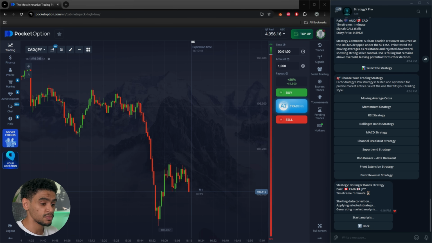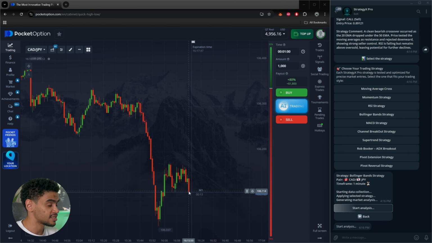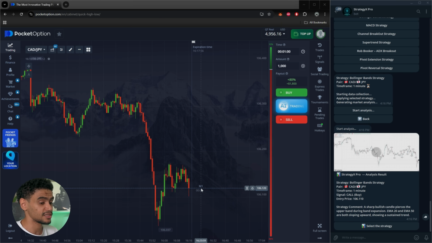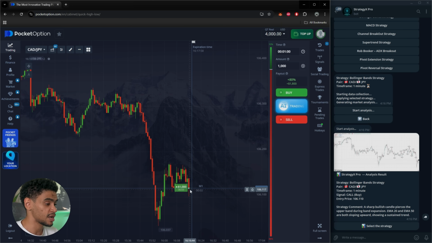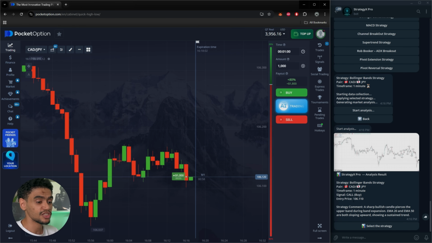Same process, 1 minute, press start analysis, and now we are using a different strategy. So let's see what the robot suggests us here. You get completely automated analysis, so you don't have to do anything besides selecting the strategy you want. And there it is, a buy position, so we place $1,000 here once again.